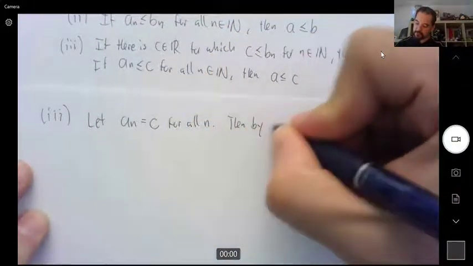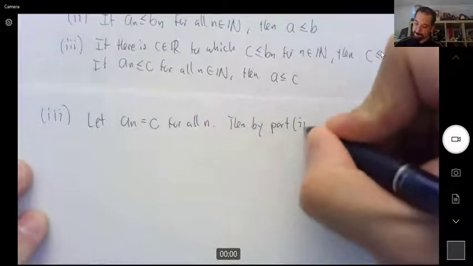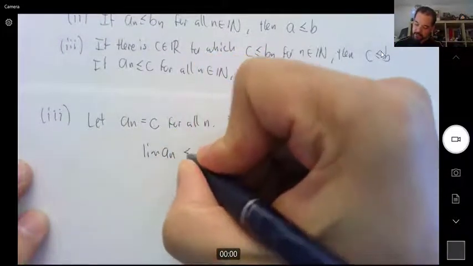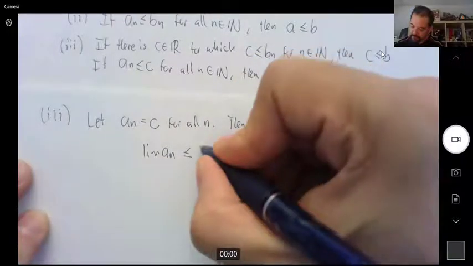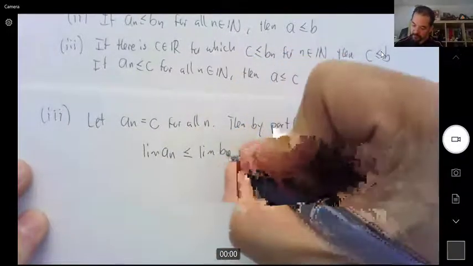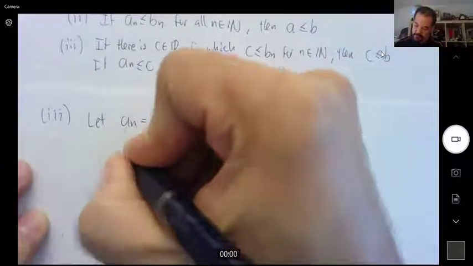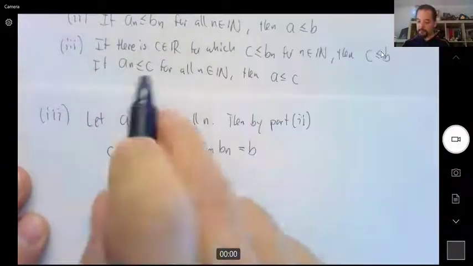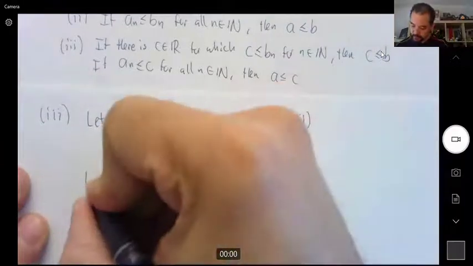Then by part 2, the limit of the An is less than or equal to the limit of the Bn, but this is B and this is C. And we're done. And that's for the first part. And for the second part, well, we do the other one.